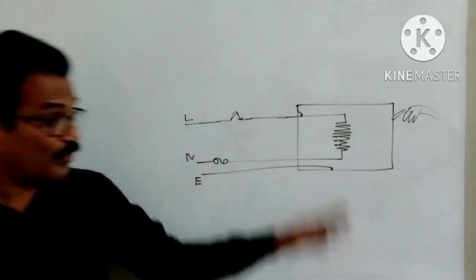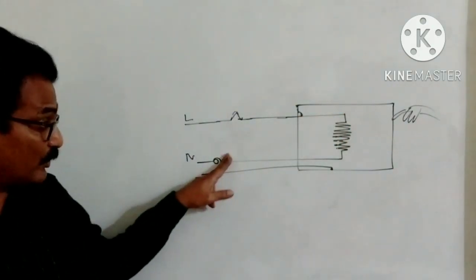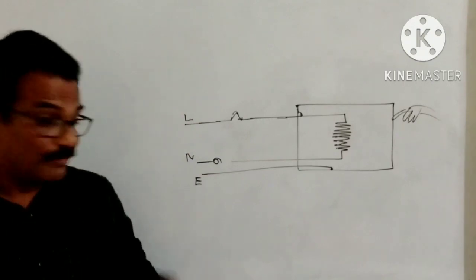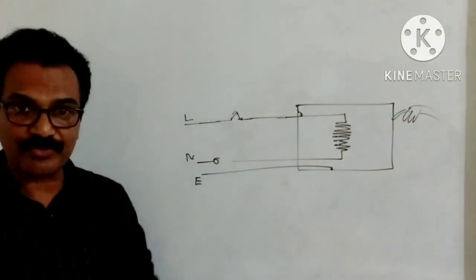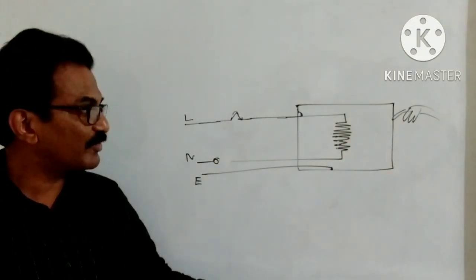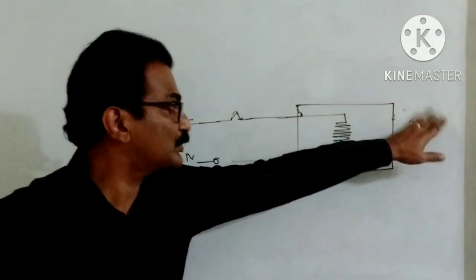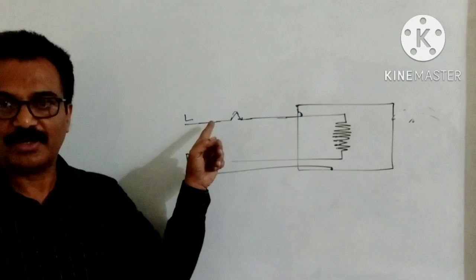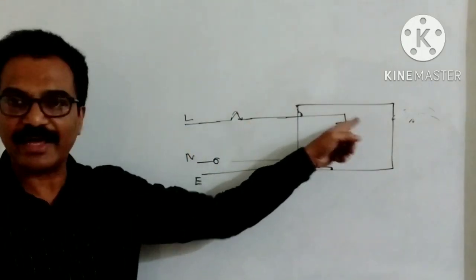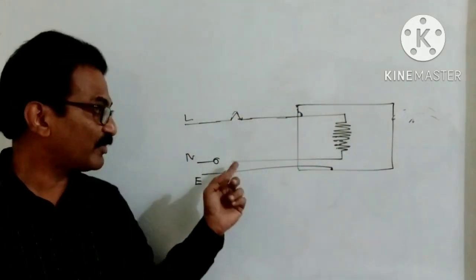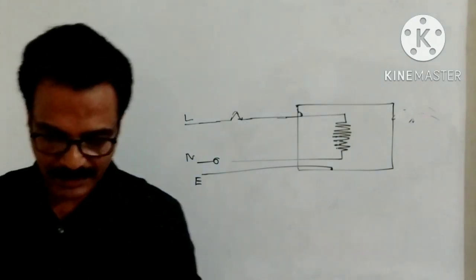And even if you argue that some excess current flows and the fuse blows, then also one problem is there. Our appliance is connected to high potential. Appliance is still live. So fuse must be always connected in a live wire.